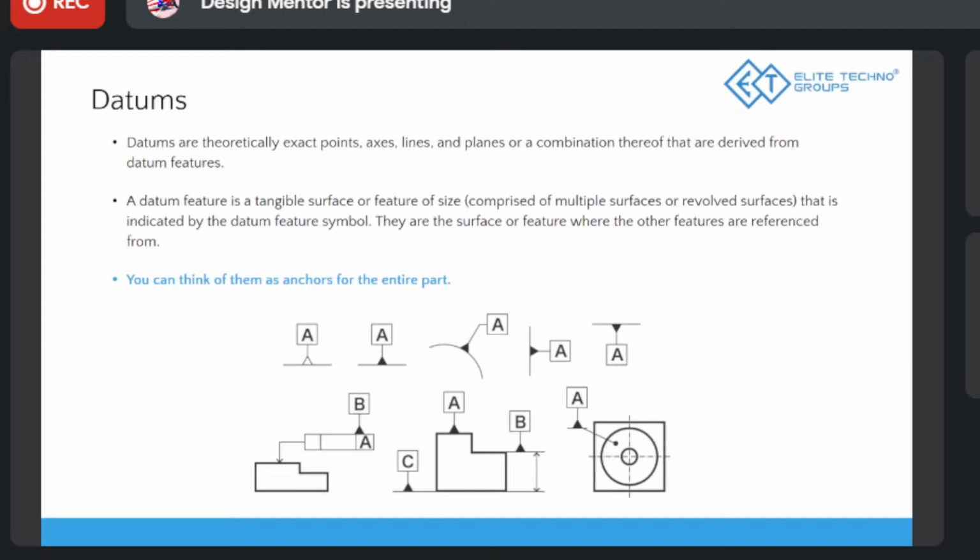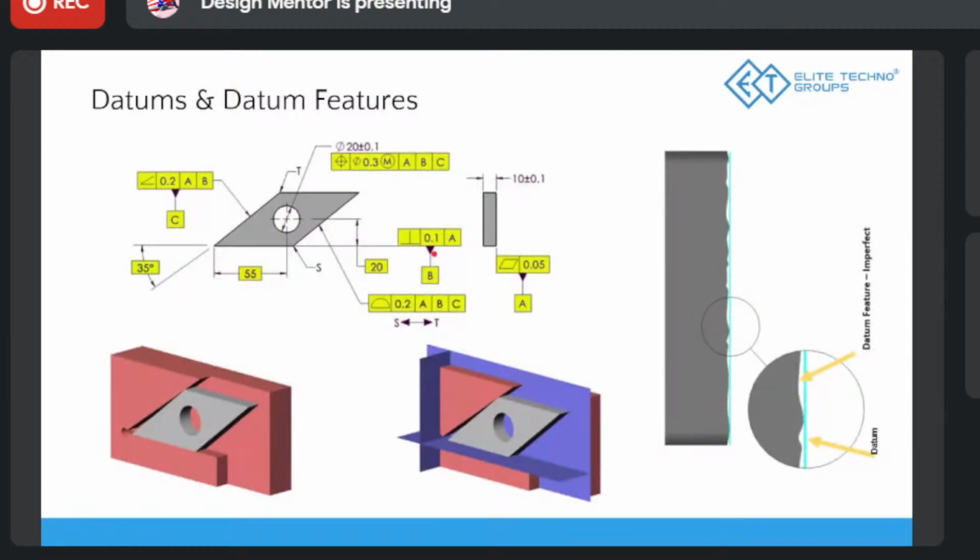The mouse is totally locked in, and now you can measure it and put it through whatever process you have to. So you can think of them as anchors that hold the entire part. So let's take an example here. This is like a sharpener, and let's take this as the blade of the sharpener. You're making the blade, right?